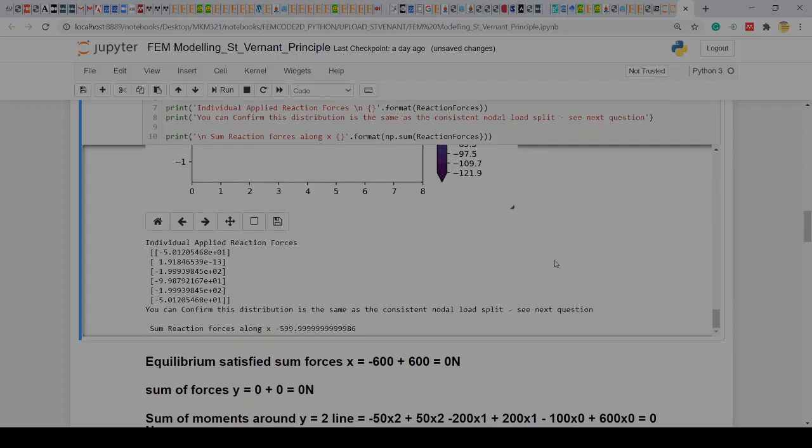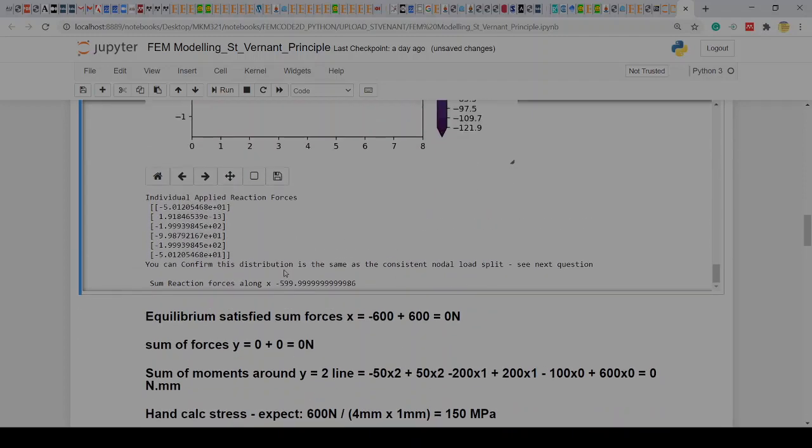Okay, so let's look at the reaction forces. The individual reaction forces are, remember, the second one was supposed to be zero in the y direction, and indeed it's zero. The reaction force in the y direction is zero.